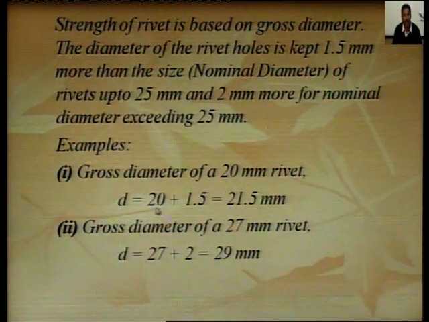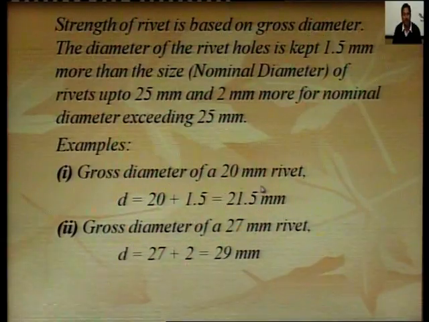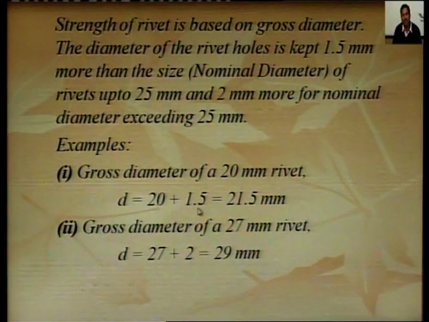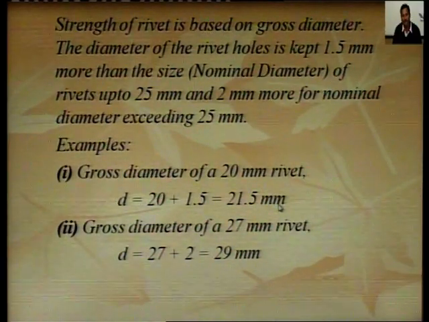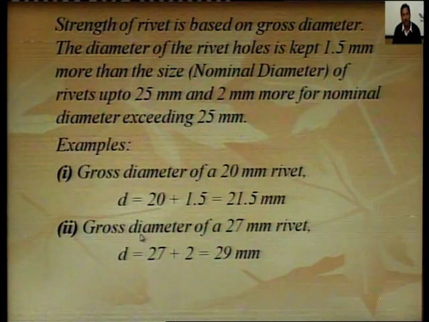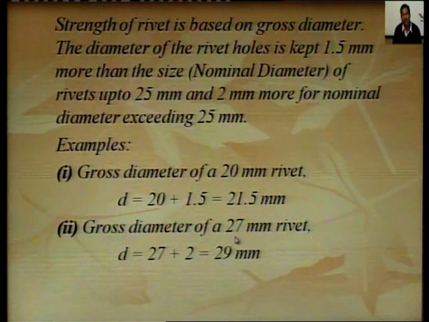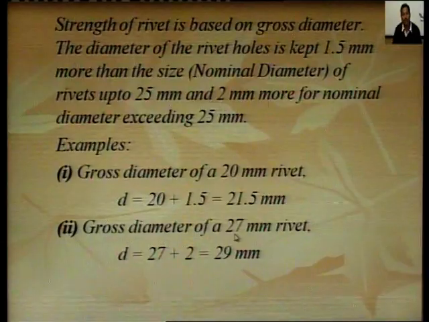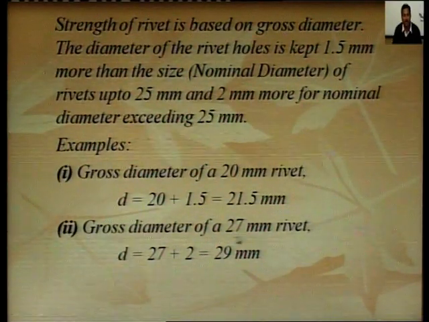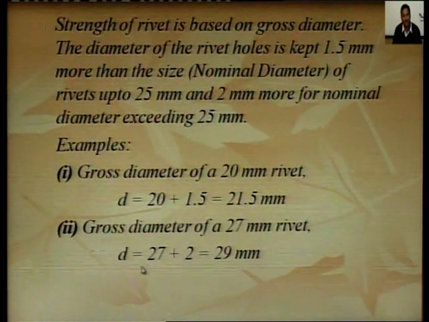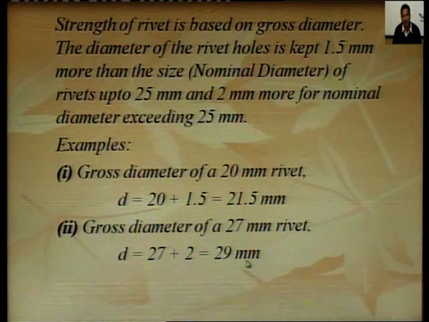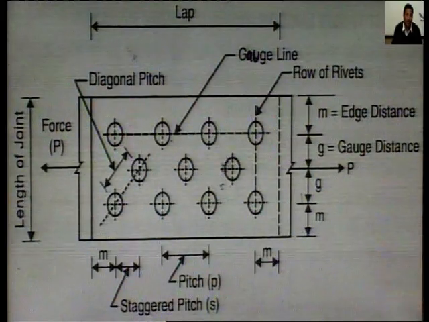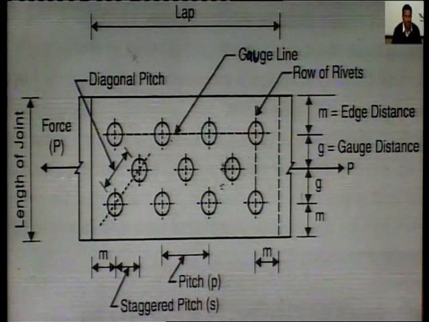So, if the nominal diameter of the rivet is 20 mm, then the gross diameter of the rivet is 20 plus 1.5, 21.5 mm. If the nominal diameter of a rivet is 27 mm, then the diameter of a rivet hole is taken 2 mm more than the diameter of the rivet, so the gross diameter of the rivet is 27 plus 2, 29 mm. So, this is the diagram for riveted connection.